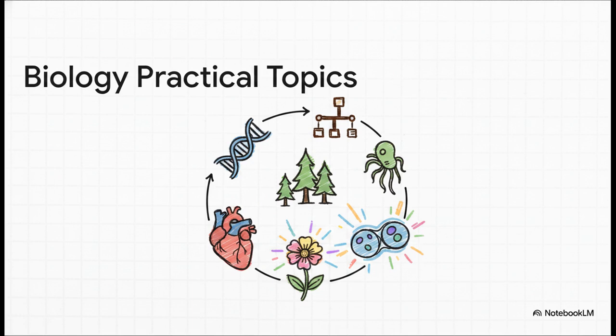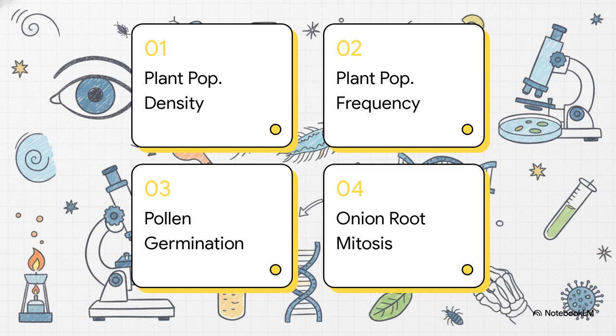But for today, we're going to focus tightly on three main areas: tracking population ecology, observing pollen reproduction, and witnessing cellular mitosis. So here's our roadmap for this explainer. We're starting out in the field to measure plant population density and frequency, and then we're heading indoors, zooming all the way in to the cellular level to check out pollen germination and onion root mitosis.